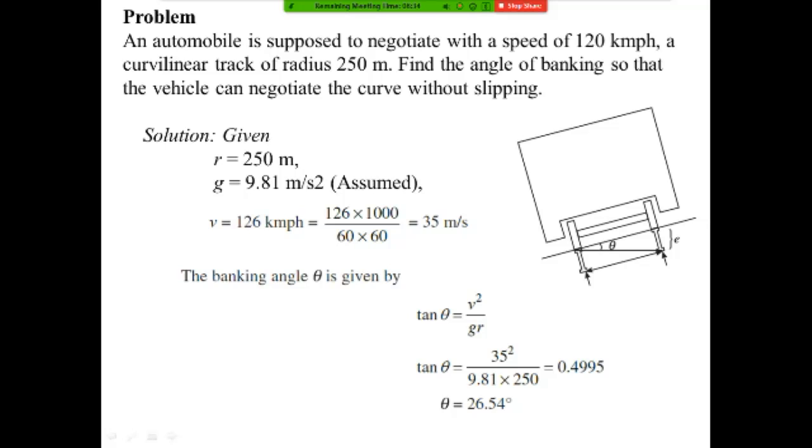For this super elevation, we have a simple formula: tan theta is equal to V square by g r. Everything is given here, so I substitute all those values. Then theta works out to be 26.54 degrees. Therefore, at one end it is horizontal, and the other end is at a height with an angle of 26.54 degrees.